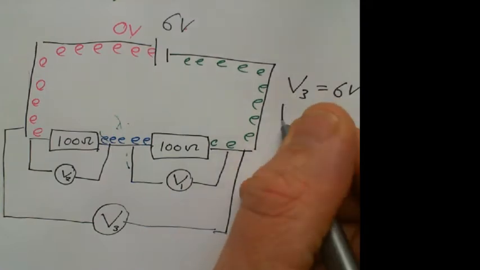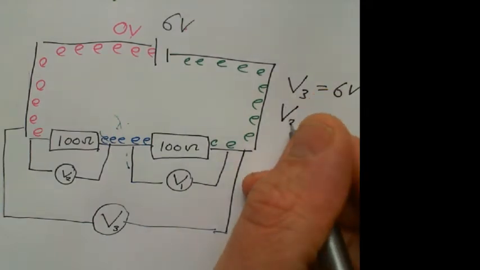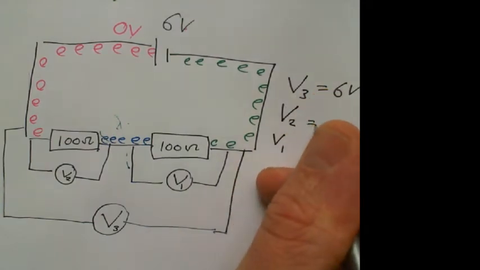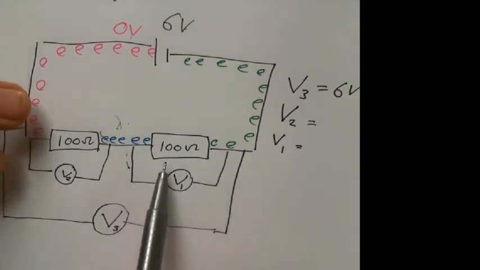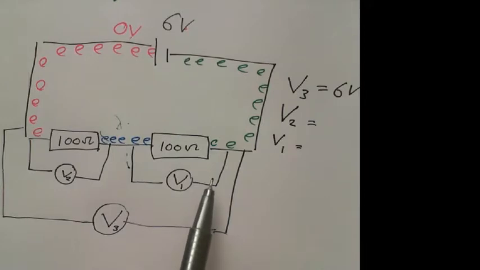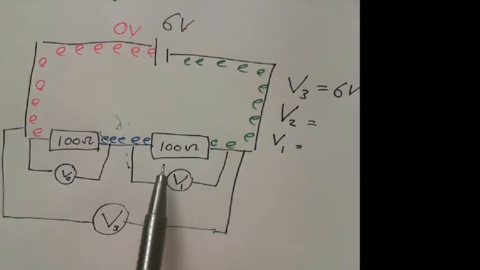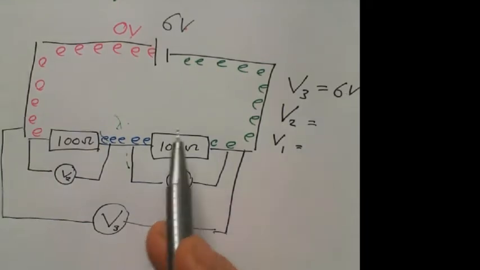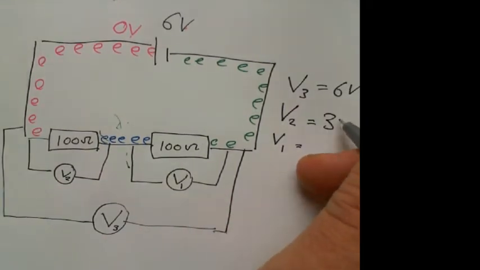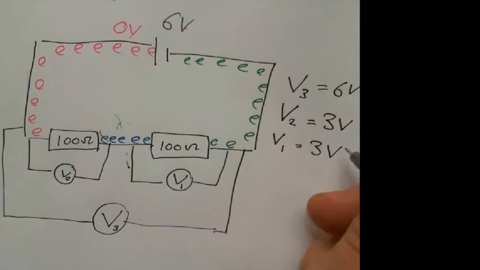Now it gets a little bit trickier. Let's have a look at V2 and V1. Well, because they're the same, we know that it's going to split evenly. Okay, they both need to use the same amount of volts per unit charge. So I need to divide 6 by 2. So I've now got 3 volts there and 3 volts there.